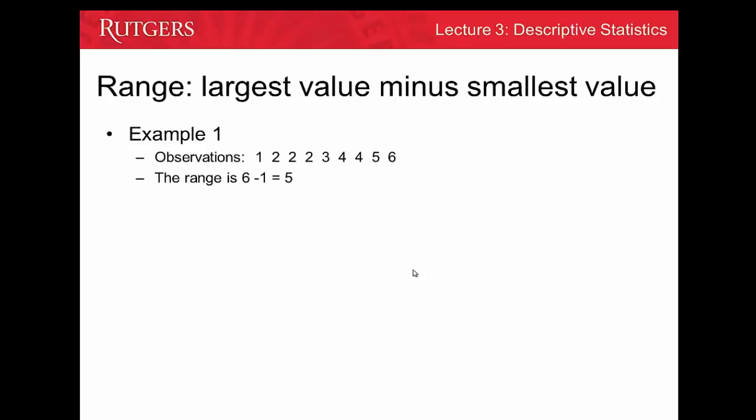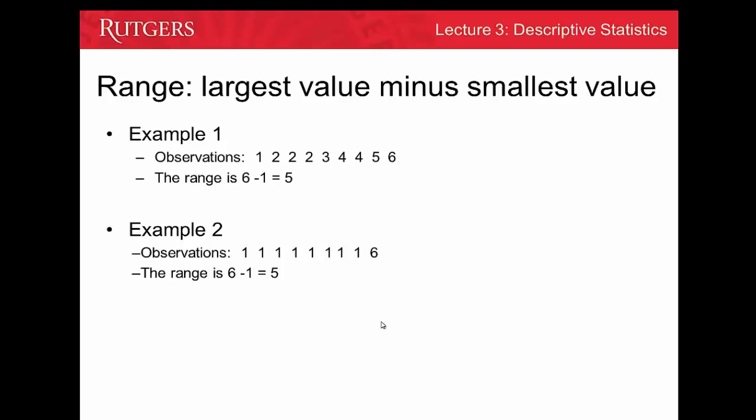First, the range. Now here is the first example. This shows a set of values, and the range is the largest value minus the smallest value, which is 6 minus 1, which equals 5. So the range of this data is 5. And for the second data, we can see that the largest value is still 6, while the smallest value is also 1. So the range of this data set is also 5.